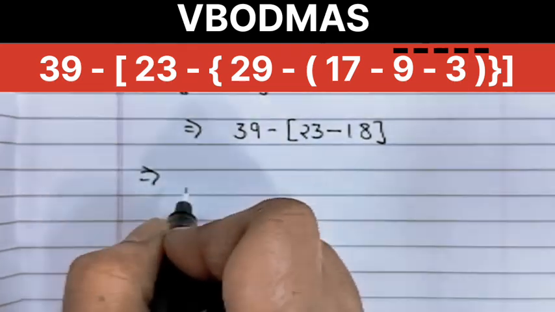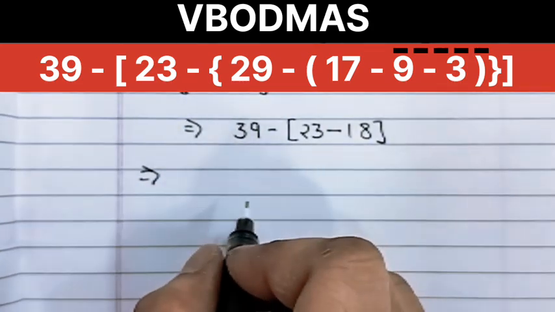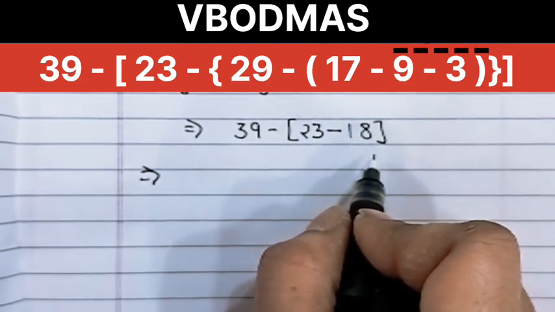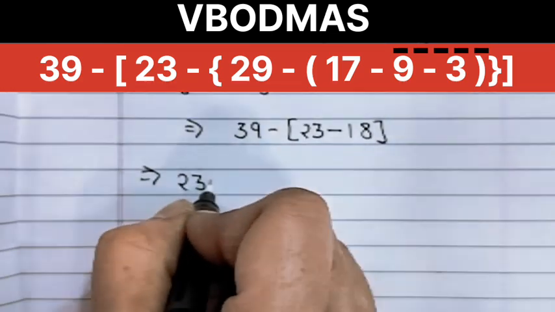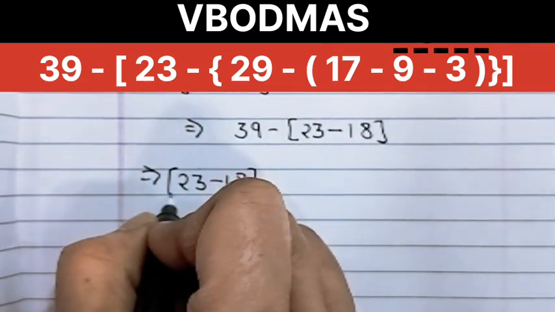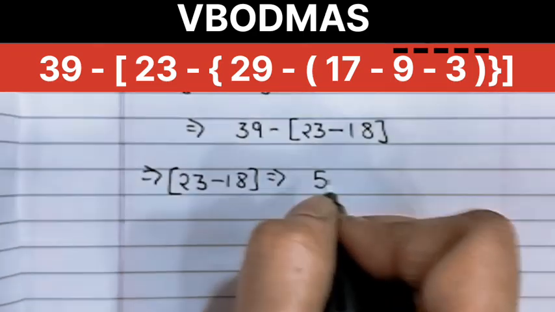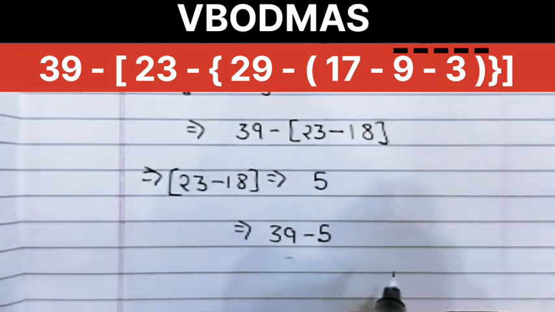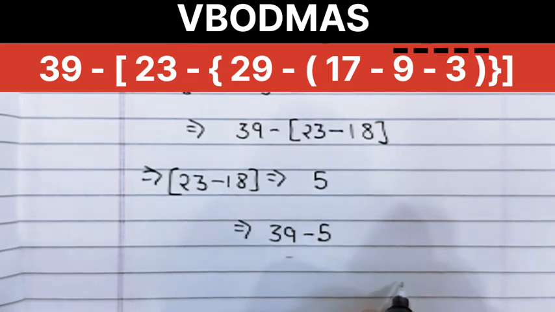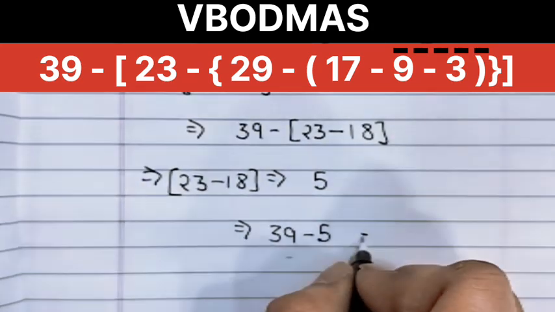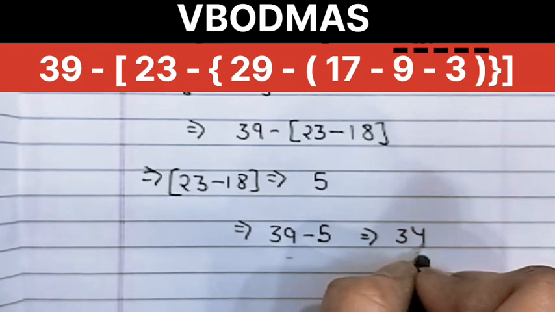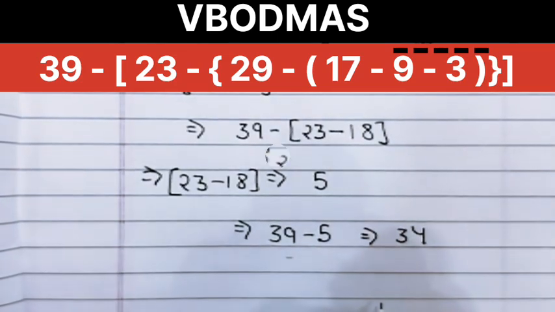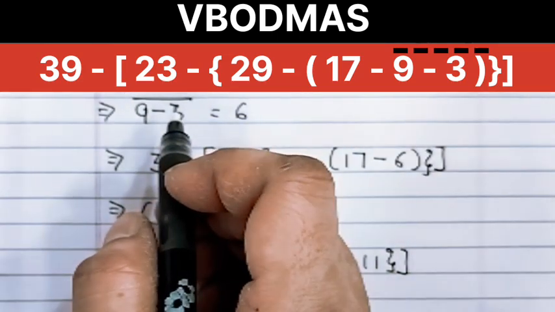So now step 4, solve the square bracket, the remaining operation inside the brackets. So there is 23 minus 18, and you will get 5. The expression becomes 39 minus 5. Now finally we subtract the values, perform the last operation, and get the final result. So 34. The value of the expression is 34.